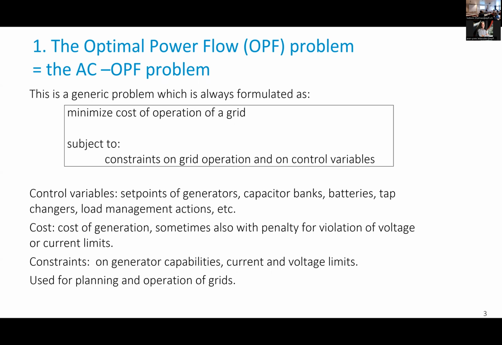This is to prevent malfunctioning of devices. When the voltage gets very high or very low, many devices will have problems. So that's one of the quality of service constraints. Another quality of service constraint is the current in the lines and in the transformers. If the current gets too large, the lines will heat and the insulators might get destroyed. So those are the typical constraints on the grid operation.